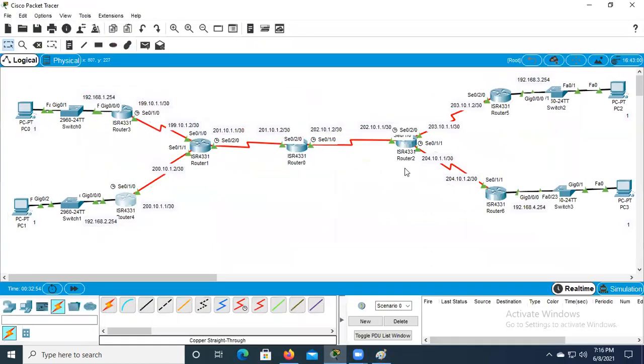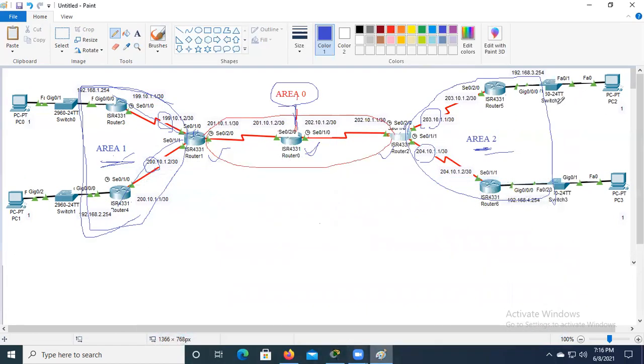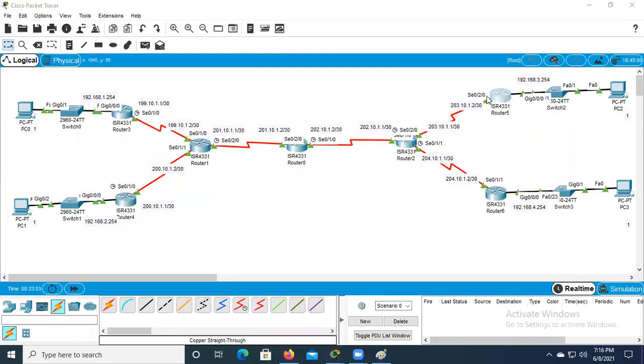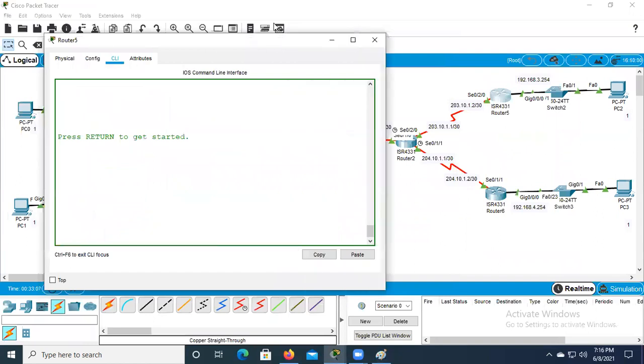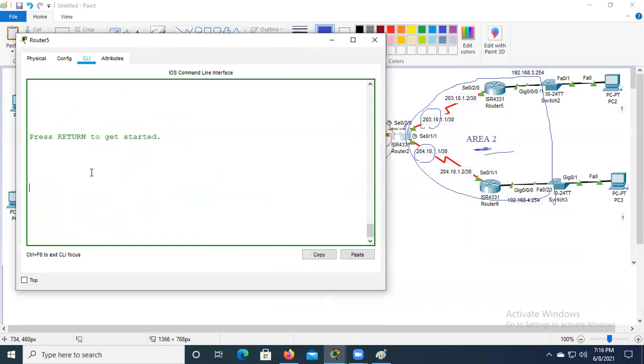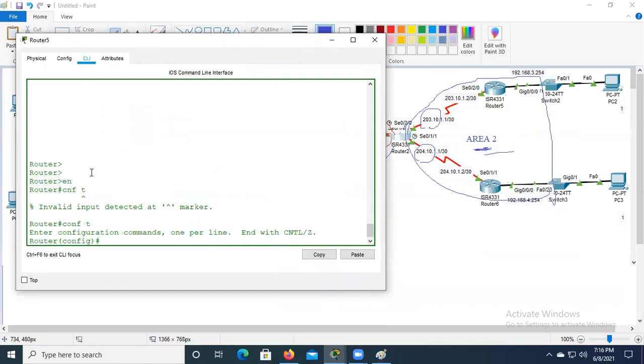Now I need to configure again this router. So these two routers are done. Then I have to configure this router and this router again. Enable, config T. Tell me please. Router OSPF 1, yes.